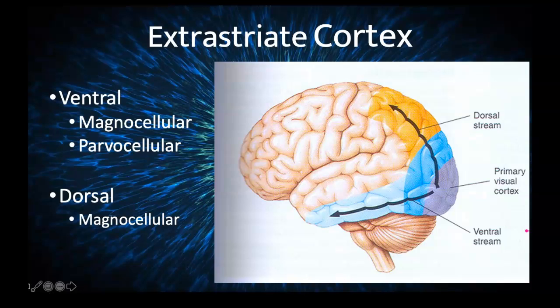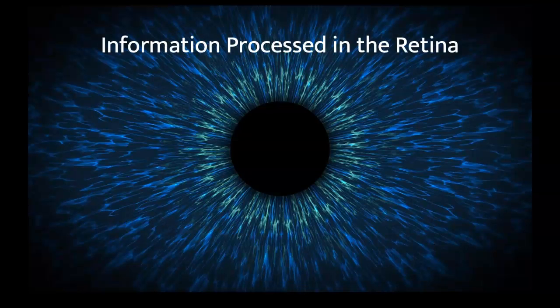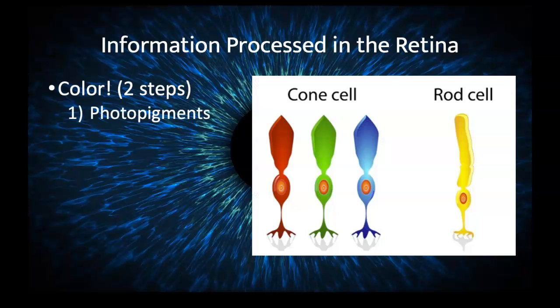Now that I've described the visual pathway, we must discuss the types of information that are processed at each stage. Let's begin with the retina. So, color perception begins in the retina and has two steps. The first step begins with the photopigments. Remember earlier when I discussed the two components of photopigments, opsin and retinol? Well, rods only contain one type of opsin, rhodopsin, and this means that they are only sensitive to one kind of light and do not differentiate colors. However, cones have three different types, which are sensitive to different wavelengths. There are red, green, and blue cones, so unlike rods, they do distinguish colors.